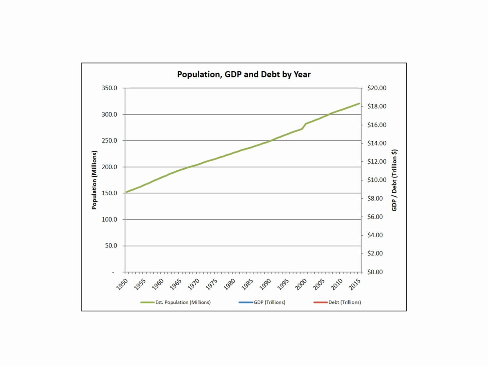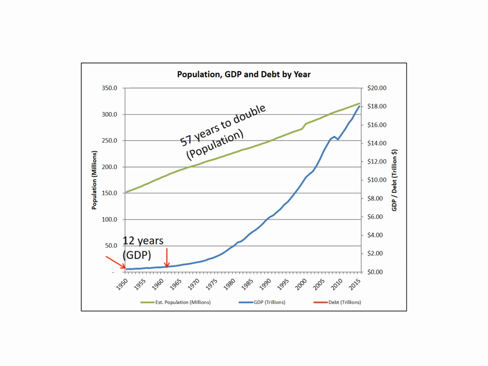In 1950, the estimated population of the U.S. was about 150 million. It took until 2007, or 57 years, to double to 300 million. In 1950, the U.S. GDP was about $300 billion. U.S. GDP doubled to $600 billion by 1962, taking only 12 years. So GDP was growing nearly 5 times faster than the population, which is how standards of living are increased.